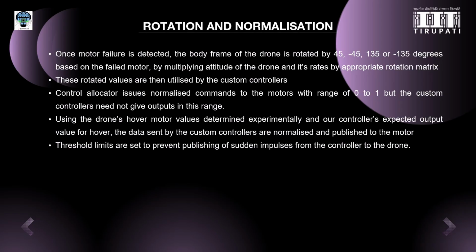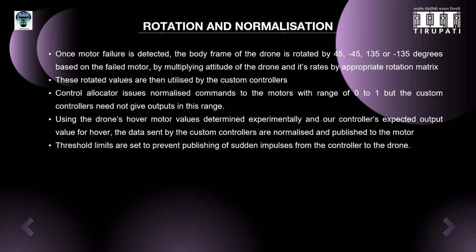Mathematically, the drone's attitude and angular rates are multiplied by a 2D rotation matrix of plus or minus 45 degrees or plus or minus 135 degrees, depending on which motor died. The custom controllers then operate in this rotated frame. After computing the needed tilt and thrust, the control allocator sends normalized commands to each physical motor. Because only two motors are active, the control allocator ensures that the disabled motor's command is 0, and the motor which failed is also commanded 0, and renormalizes the others.